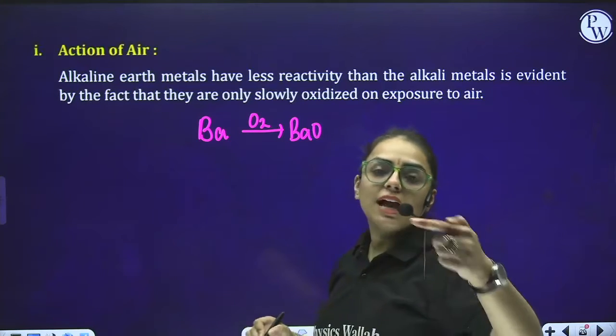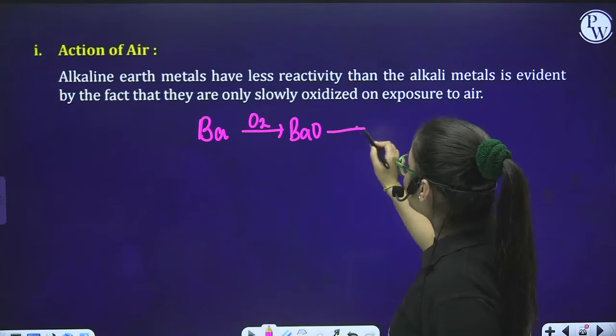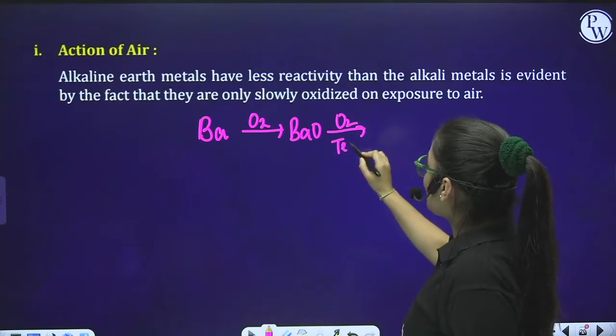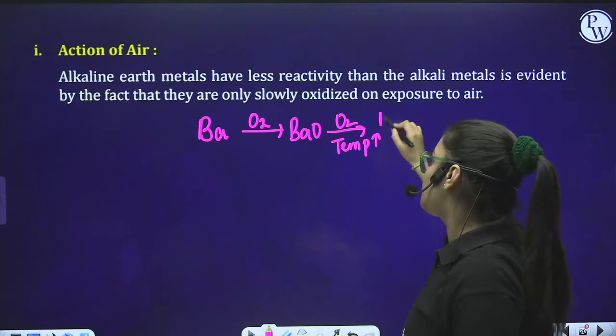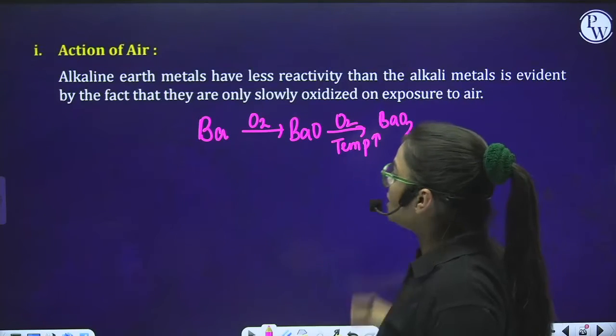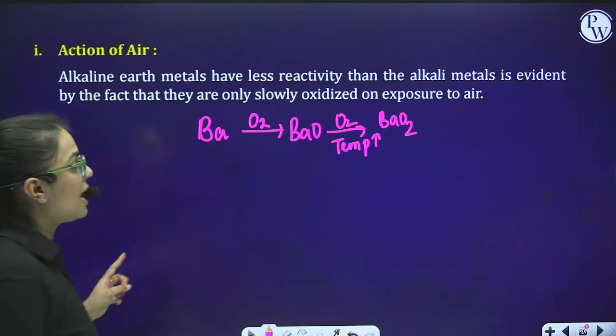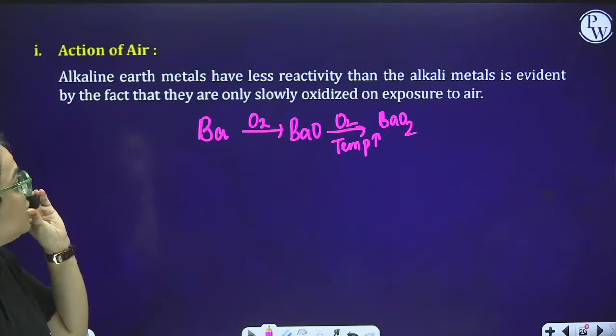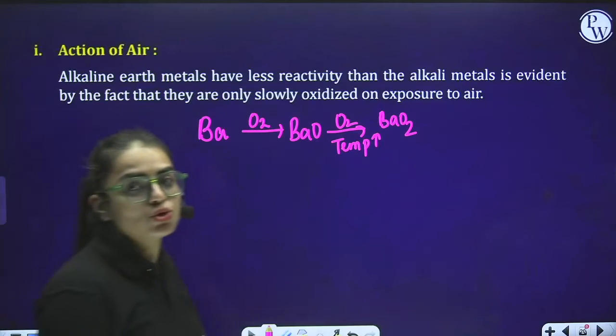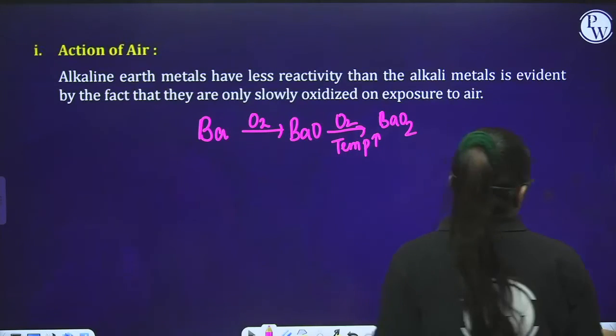And then on reaction at a higher temperature, when you provide a higher temperature, it is going to form what? The peroxide state. It will form BaO2. Okay, so alkaline earth metals have less reactivity than alkali metals, as is evident by the fact that they are only slowly oxidized on exposure to air.